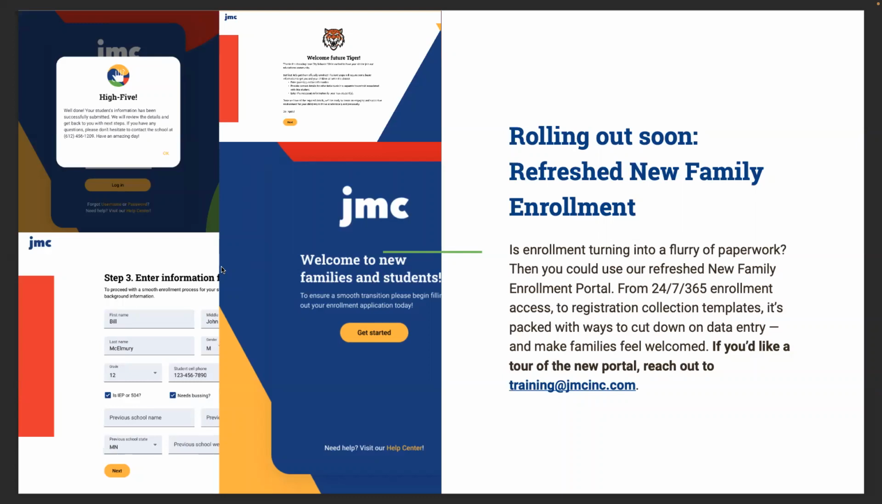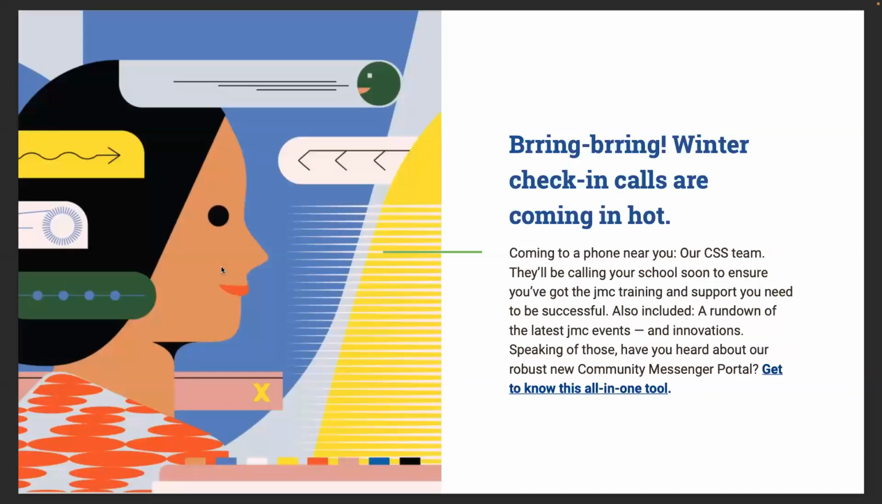And this new family enrollment portal helps office staff because it puts the power in parents' hands. They can put that information into the new family enrollment portal. They know that they're going to spell their kids' names right. They're going to have the right address, all that information. It helps with accuracy and then cuts down that paperwork for your front office staff.